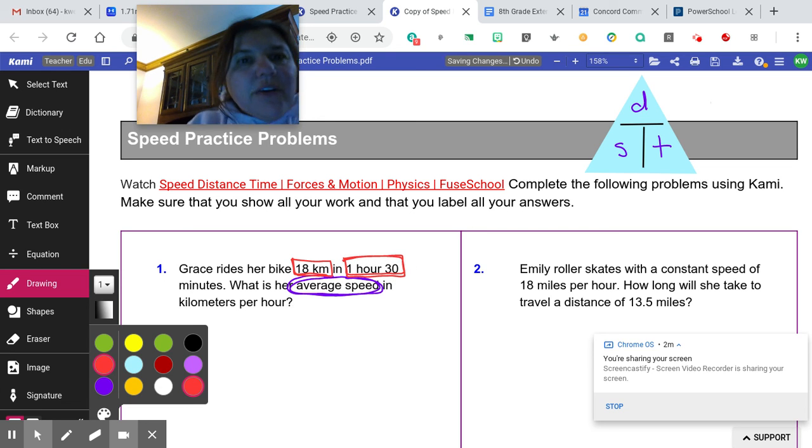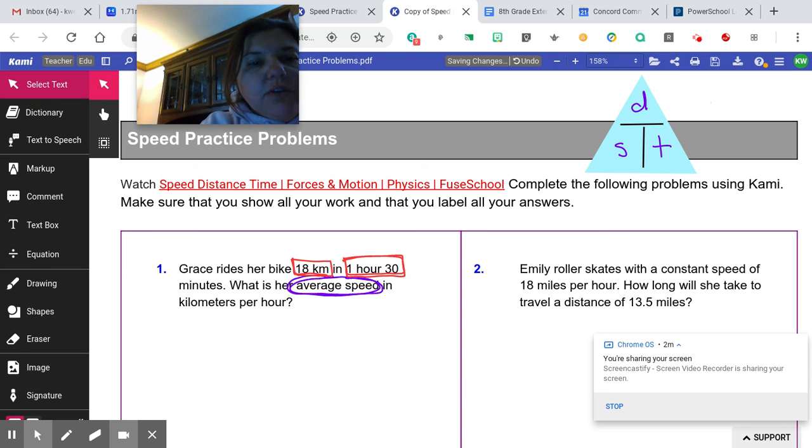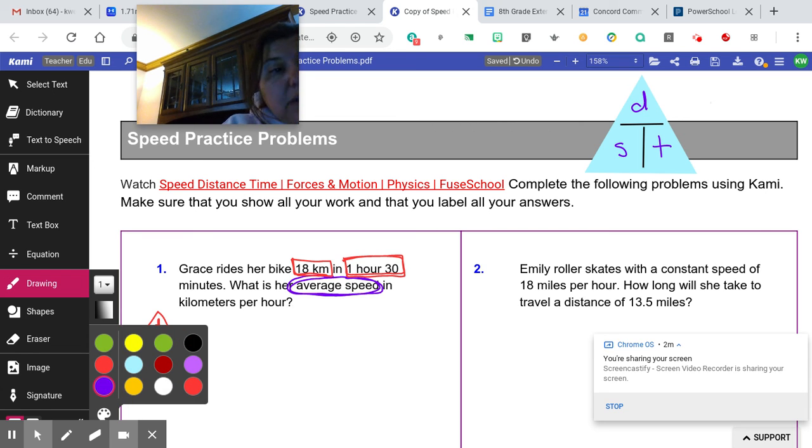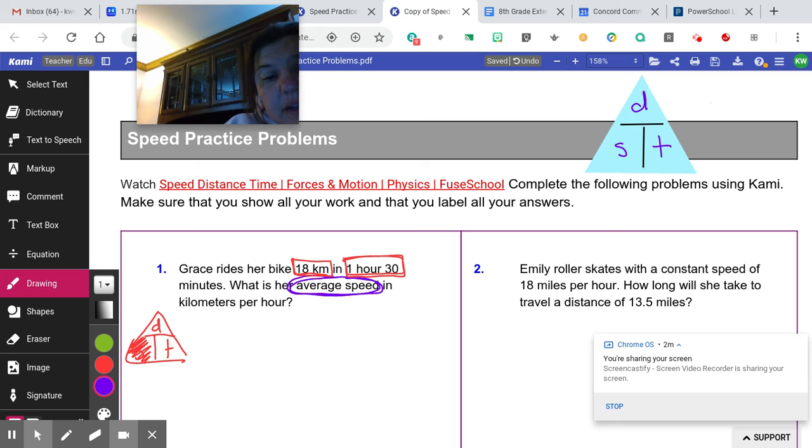Okay, now we need to figure out which equation we are going to use. So this is where our little triangle comes in handy for us: speed, distance, and time. And since we are calculating for speed, I just cross this one out, and we see that we're left with distance over time. So distance over time, or distance divided by time. So that's the equation that we're actually going to use here: speed is equal to distance divided by time.